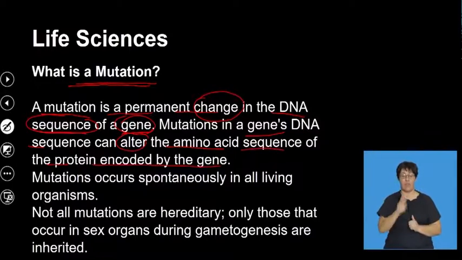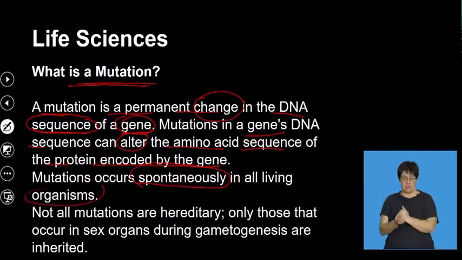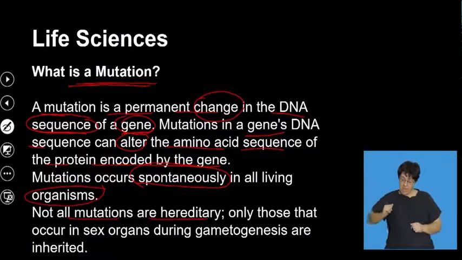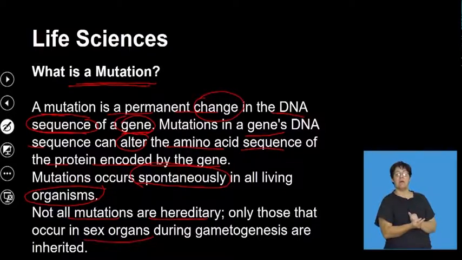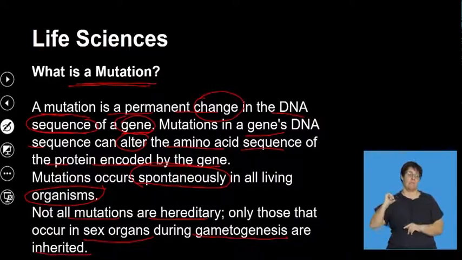Mutations can occur spontaneously, meaning very unpredicted, can happen at any time in all living organisms. However, we need to understand that not all mutations are inherited. Only those that occur in the sex organs during gametogenesis, which is a formation of gametes, can be inherited. So let's pause at this and try and understand the context of what mutations are.